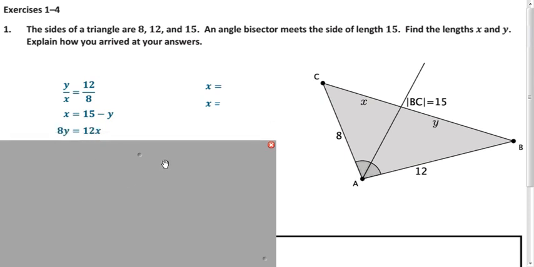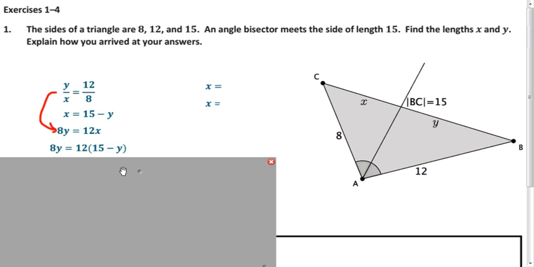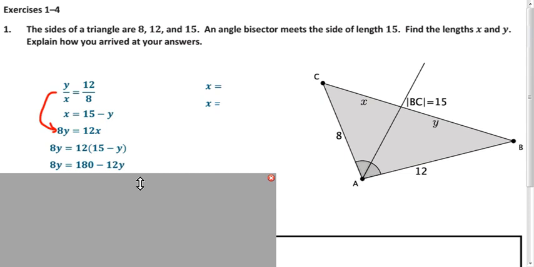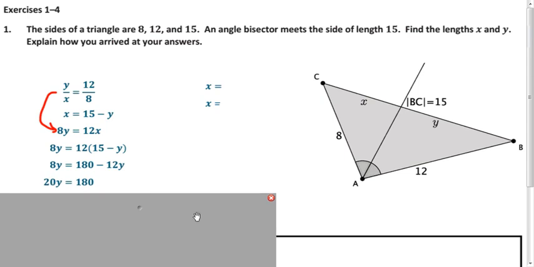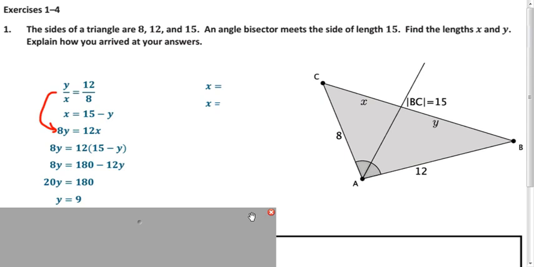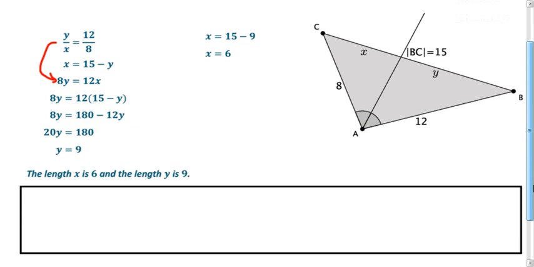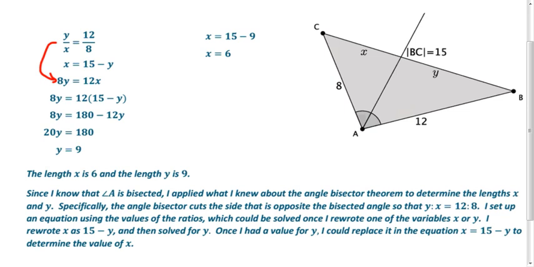And now we can substitute. First, before we substitute, we're going to do the cross product. You can substitute first if you want to, but you don't have to. Now we're going to plug in for x, apply the distributive property, move all your y's to the same side, add 12y on both sides, divide by 20, and you get 9. So y is 9, and to figure out x, it's 15 minus 9, which gets us 6. So those are the missing lengths, and here is the explanation, just writing down what we just verbalized together.